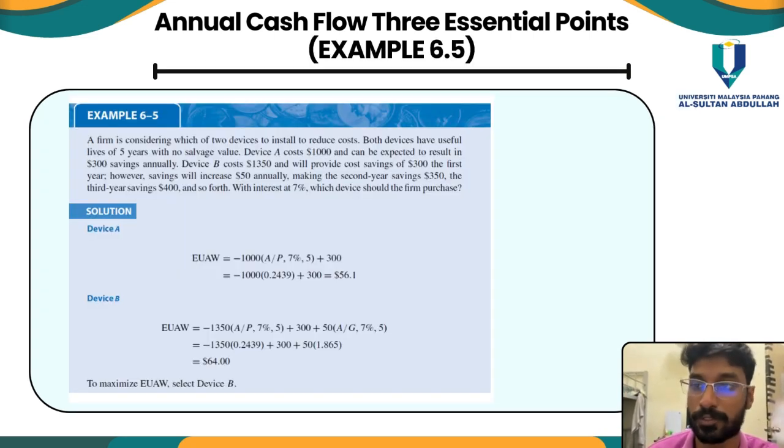In this example 6.5, there are two devices. Device A has only EUAW and the cost, which indicates a potential net loss. As for device B, it has a $50 increment annually. After doing the calculations, we found out that device A has an EUAW worth of $56.1. As for device B, it is $64. Therefore, it is clearly proven that to maximize the EUAW with the benefits, we have to choose device B.